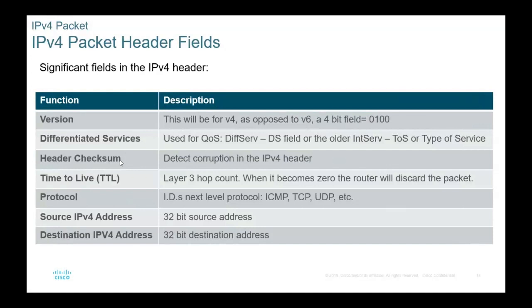Time to live is the layer 3 hop count. When it becomes 0, the router will just discard this packet, so it doesn't go on forever in loops. The protocol is the next level protocol, the level above it. So the layer 4 protocol is ICMP, TCP, or UDP. And the source IP address and the destination IP address are pretty self-explanatory. They're the IP addresses of the device that sent it, and also the device it's going to.